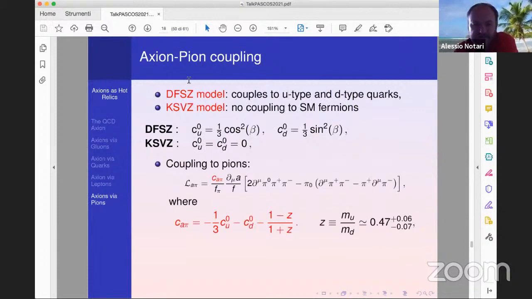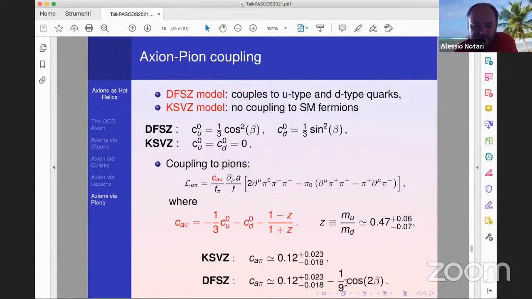Okay, finally, we studied also the axion-pion coupling, which in the literature has been studied widely. However, essentially all the literature has been focused on the KSVZ model, where there is no coupling to the standard model fermions, while we focus on the DFSZ model. And because of the coupling to the u and d type quarks, there is a coupling to pions, which depends on a parameter. In the DFSZ, it's 0.12 plus this contribution, where beta is the ratio of the two Higgses which are present in this model. So there is a parameter which has not been considered before.